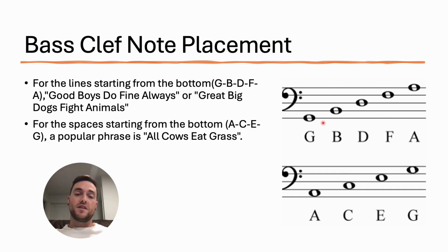Again, the bass clef and treble clef share the fact that as they trend upwards, the notes get higher. We're starting with a low G, ending with a high A here. The spaces are a little more, it's not FACE, so it's not as easy, but it's pretty easy. All cows eat grass, pretty simple. And again, it's in the spaces, trending upwards, starting with the A to the G.